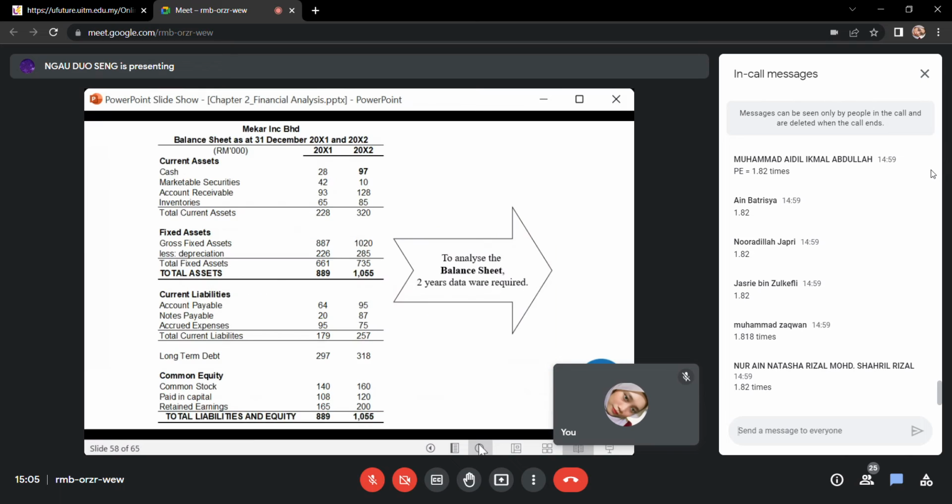Right, next we have an example here. Here is the balance sheet. Right, so for the balance sheet we have 2 years. This one is 2021, 2022 for example. Right, so to analyze the balance sheet, 2 years of data are required. So we must have 2. Then only we can know which one is sources of fund, which one is uses of fund.